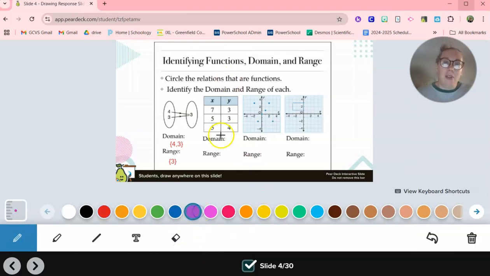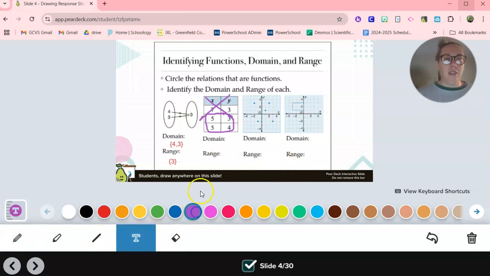For example, with the table in the next one, there are two options here. If you hit number 5 for your input, we don't know if you're going to get out a 3 or a 4. So this is not a function. It's a relation. We still have a domain of 7 and 5, and we have a range of 3 and 4. But it's not a function because each input does not have its own output. Okay.